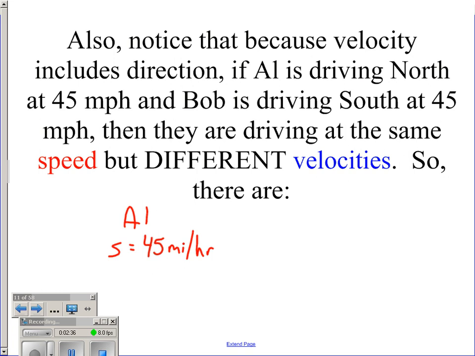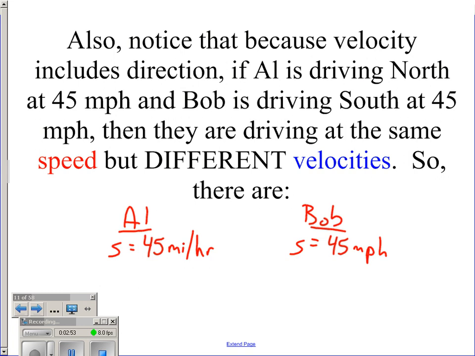And Bob, meanwhile, is driving south at 45 miles an hour. So his speed is also 45 miles per hour. Okay, notice it doesn't include direction, right? They're both going 45 miles an hour. Different directions, but they're both going 45 miles an hour.